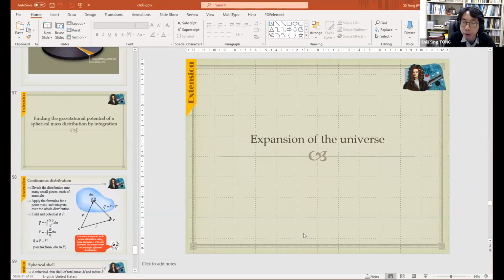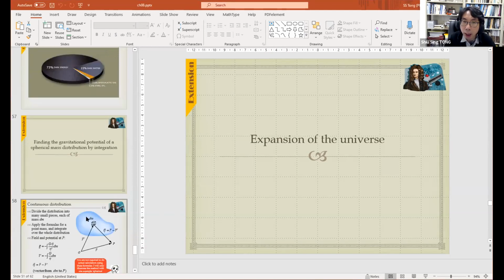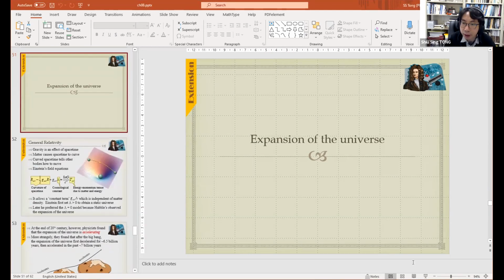All right, let's come back, and we will have an extension part on the expansion of the universe. Again, I emphasize that this will not be tested in the final exam.